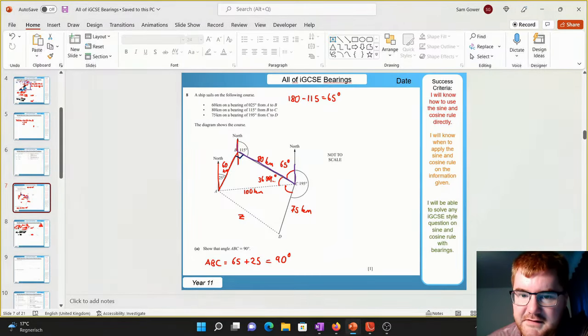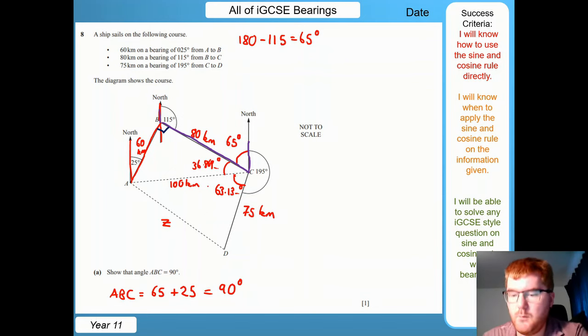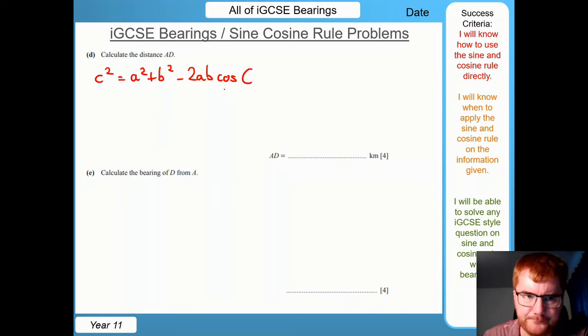So let's pop that in. 63.13 dot, dot, dot degrees. And now we've got everything that we need here to actually use the cosine rule. Now, what is the cosine rule? It's just to remind you, it's on your formula sheet. So c squared is equal to a squared plus b squared minus 2ab cos C.